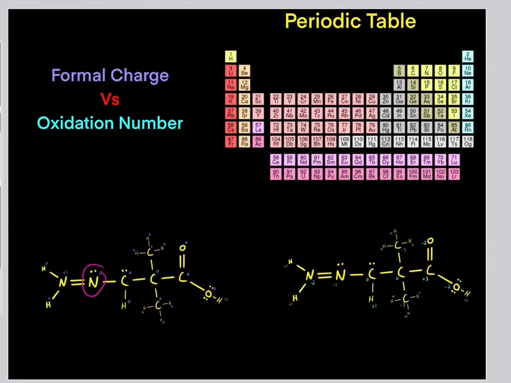So the point is, whenever we're analyzing an atom in a molecule, it has a formal charge and it has an oxidation number. And these formal charges and oxidation numbers don't always match. For example, this nitrogen has a formal charge of 0, but this nitrogen has an oxidation number of -1. There are different processes to determine the formal charge and the oxidation number, but hopefully after this video you have a better understanding of the difference.